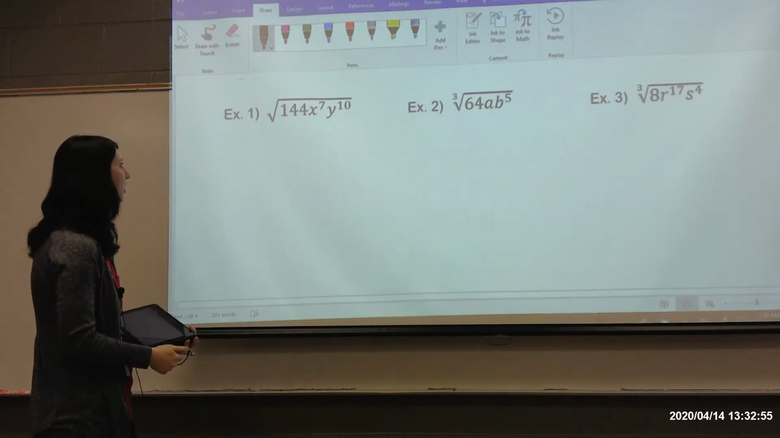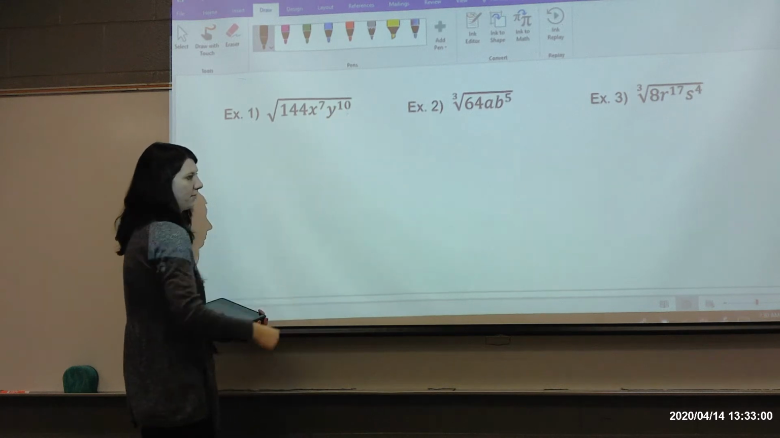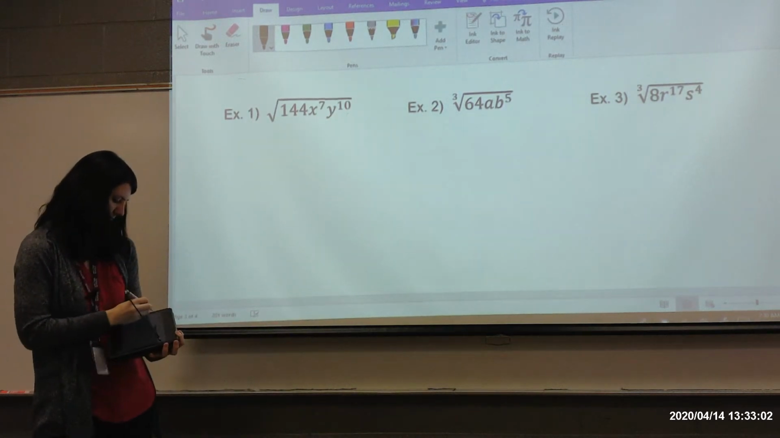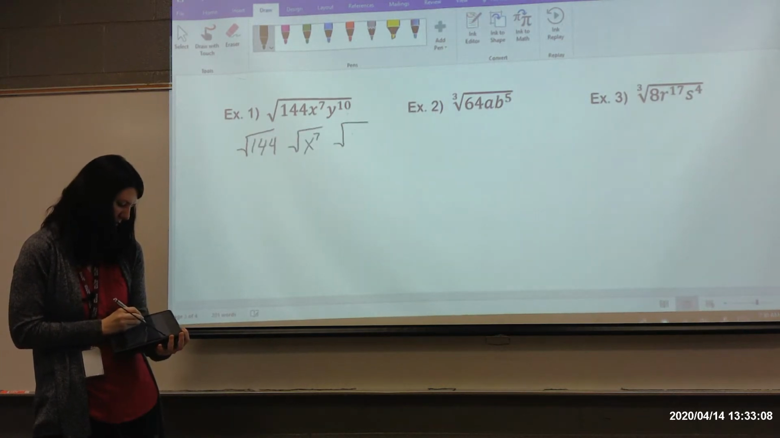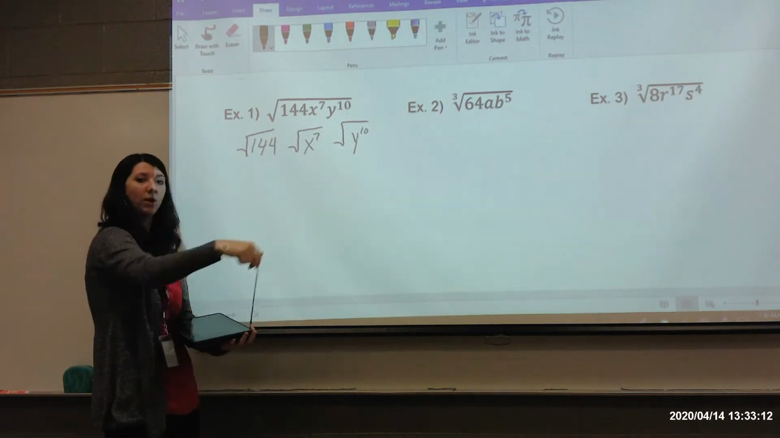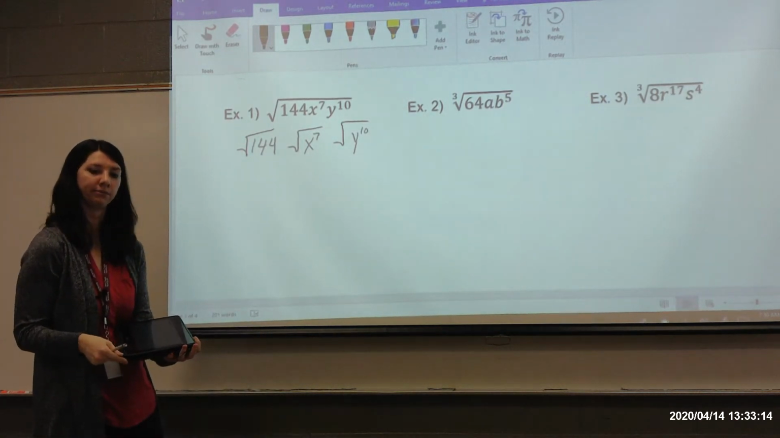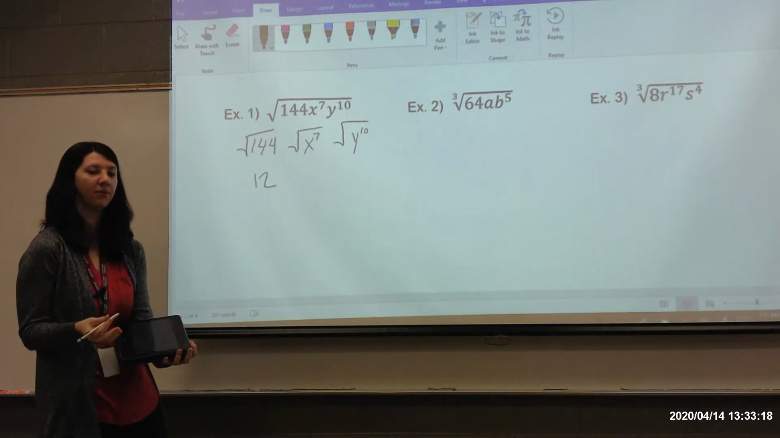So in example 1, I've got the square root of 144, x to the 7th, y to the 10th. So I'm going to break it apart. I got the square root of 144. I've got the square root of x to the 7th, and I've got the square root of y to the 10th. Okay? So I'm going to start with the square root of 144. What is the square root of 144? It's 12. That part's done. That's as simplified as it could be.